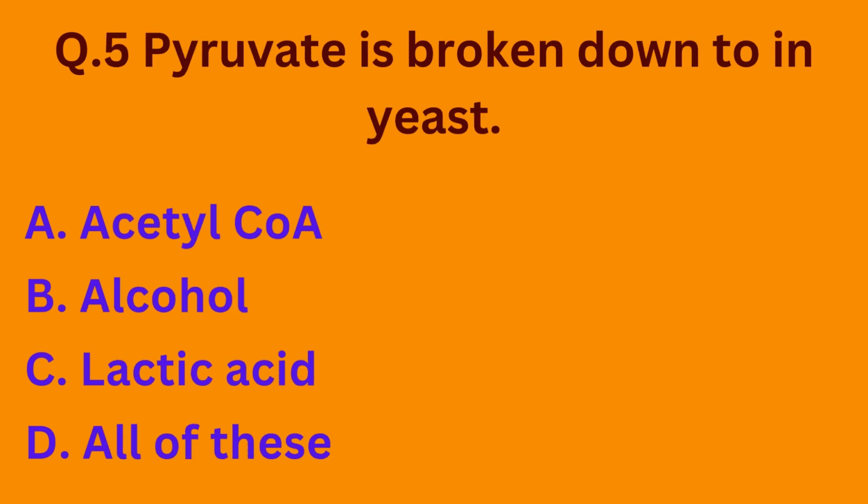Our next question is, pyruvate is broken down to dash in yeast. Option A acetyl CoA, option B alcohol, option C lactic acid, option D all of these. So basically pyruvate is broken down to alcohol, ethyl alcohol. So the correct option is option B.